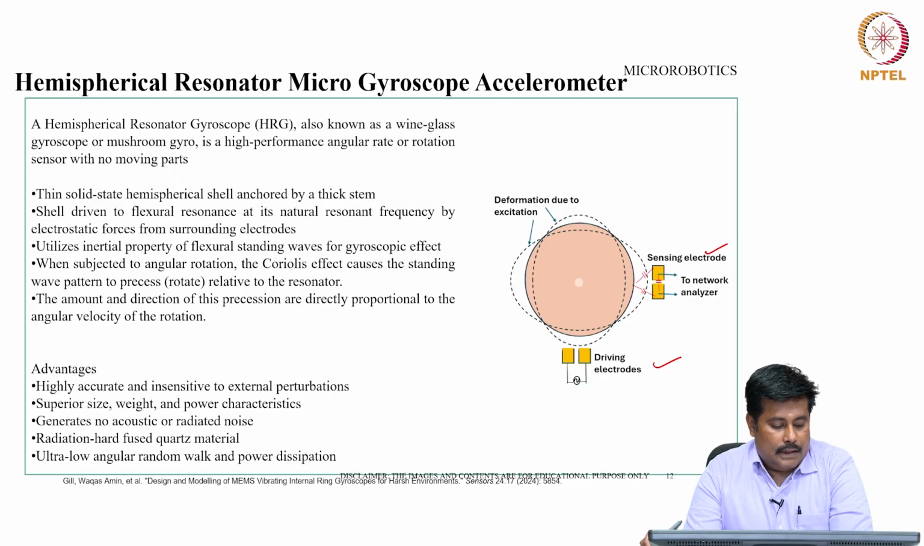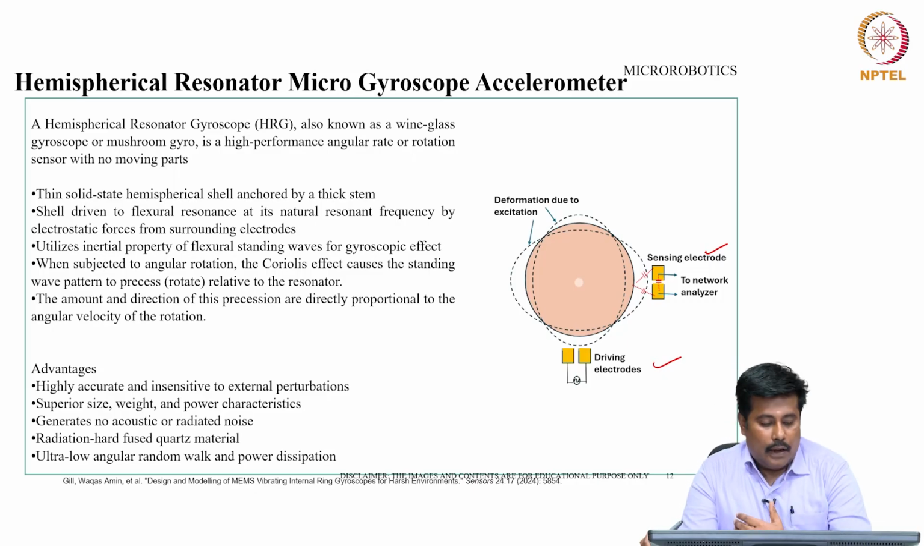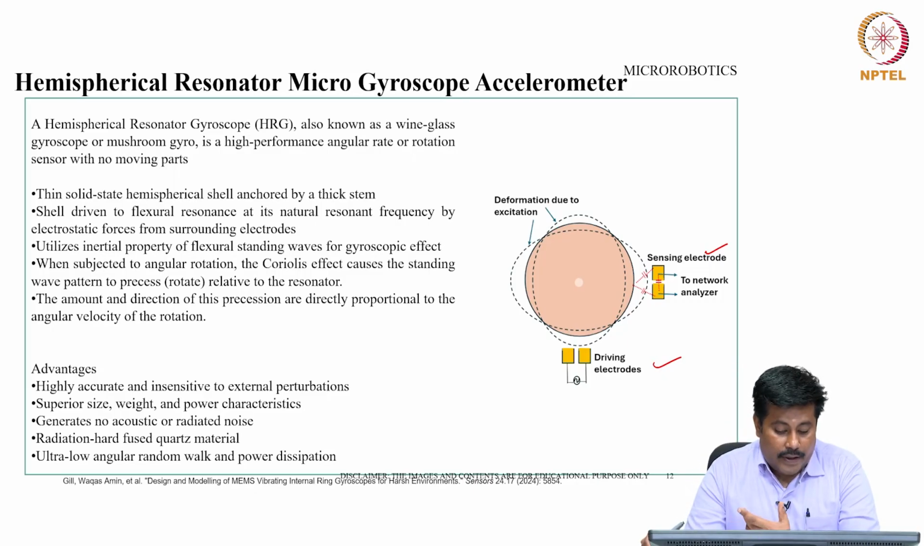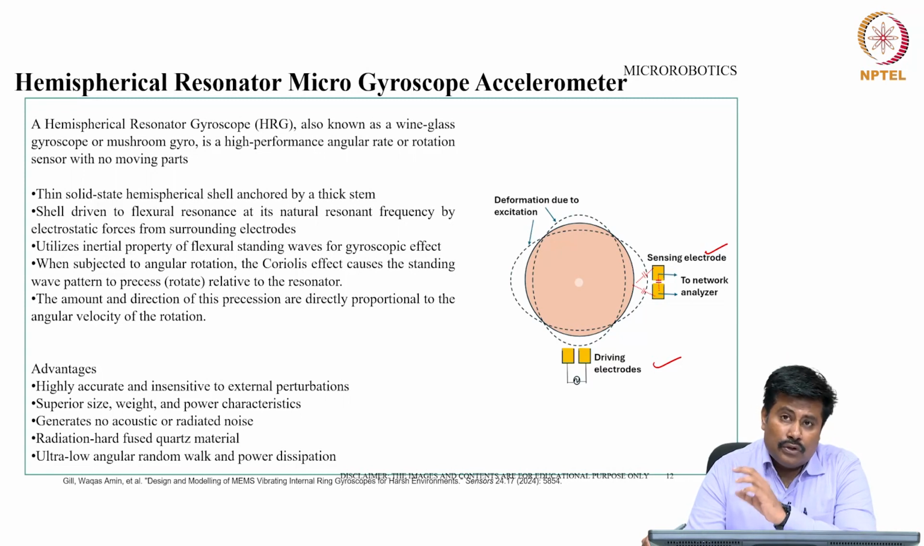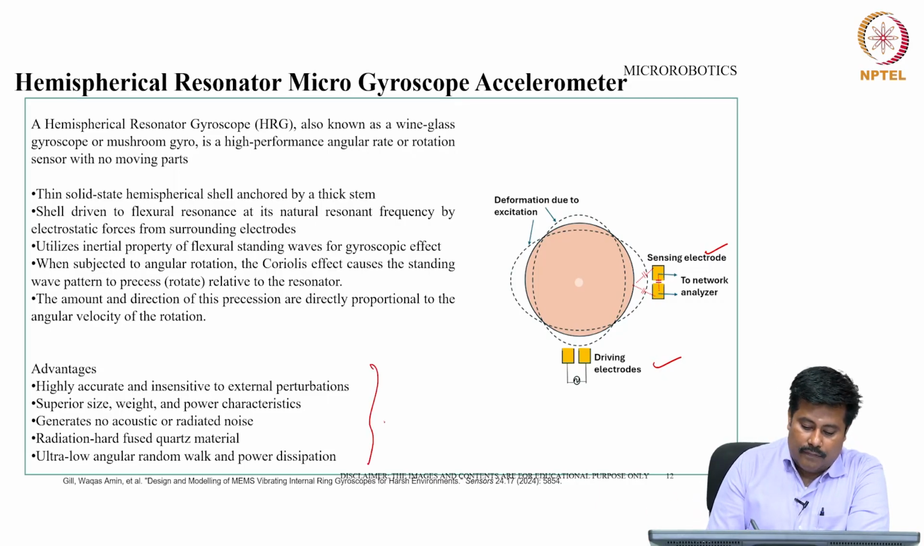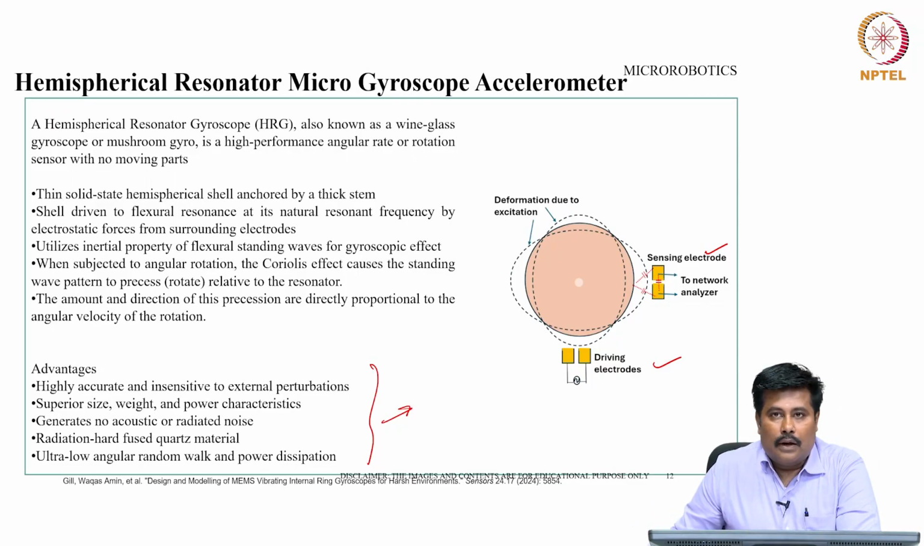The key advantages of this hemispherical resonator micro gyroscope accelerometer are that it is highly accurate and insensitive to external perturbations. It is superior in size, weight and power characteristics, and generates no acoustic or radiated noise. Radiation hard fused quartz material is used. Ultra low angular random walk and power dissipation are some of the major advantages of these hemispherical resonator micro gyroscope accelerometers.